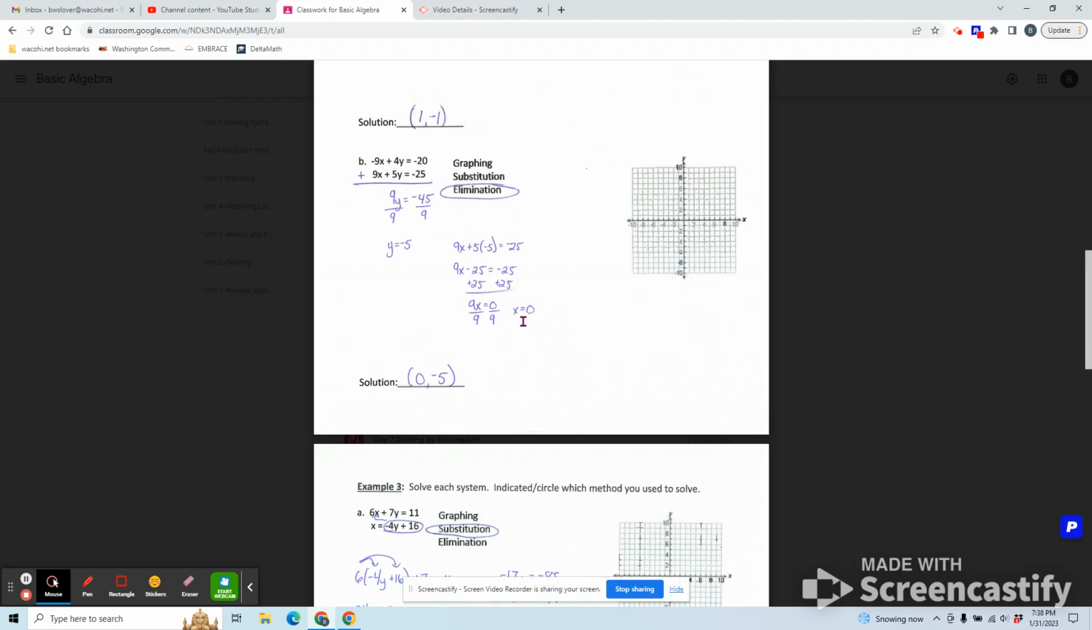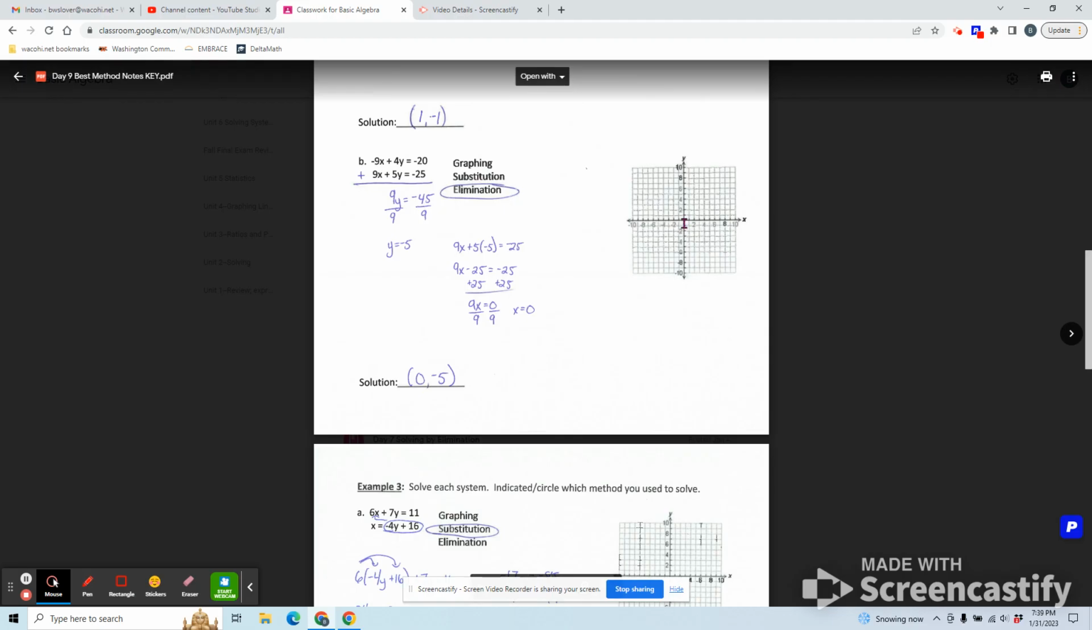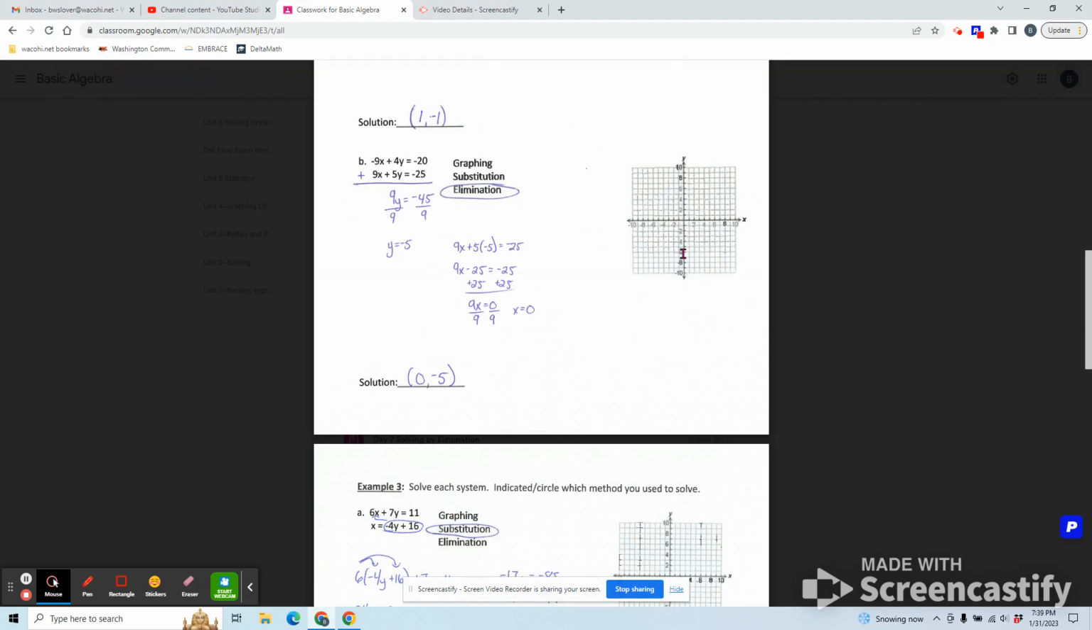Now you may be thinking, Mr. Slover, you can't have x is 0. You can have x is 0. There's nothing wrong with that. Okay, x still represents something. It represents the lack of a group or lack of a number, right? So 0 in an ordered pair tells me we're not going right or left. We're just going to go down 5. So if you were to graph these, the two lines would intersect at 0, -5.